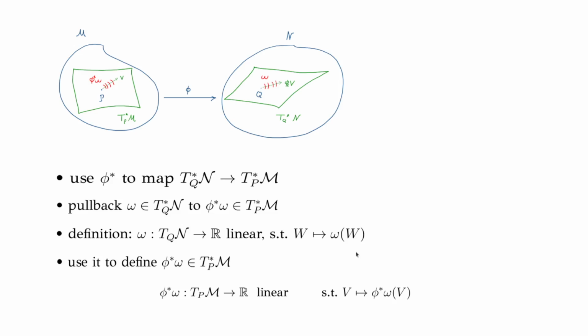That can be used to define the pullback one form, which is now a one form at the point P. In order to define this one form, we have to define its action on arbitrary vectors at the point P. So we have to know what happens if we consider any vector v at the point P, which real number is mapped to with the pullback one form omega.